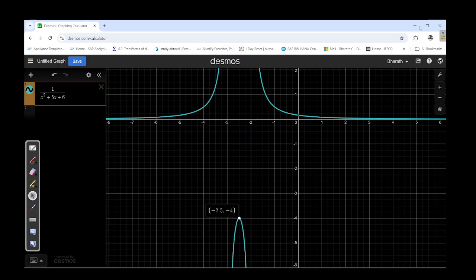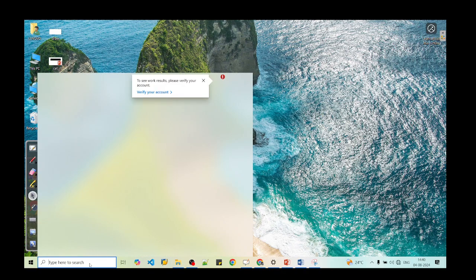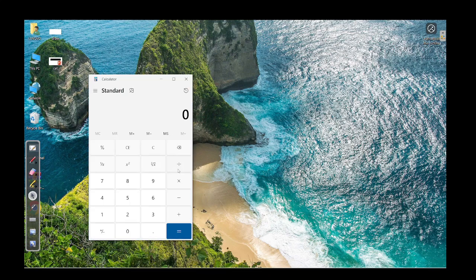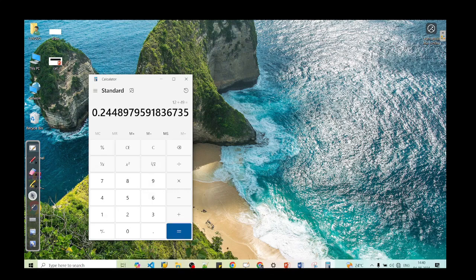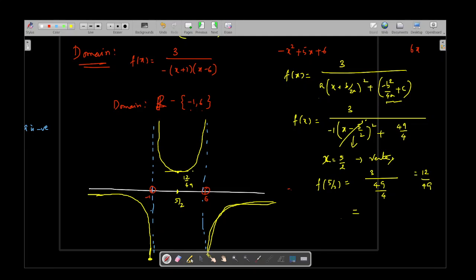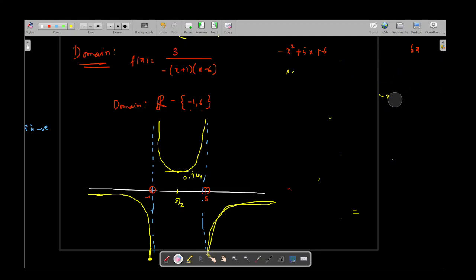So what is 12 by 49? Let us calculate and see. 12 over 49 is 0.244. So let us write the range for this. So the range of this function is, in the negative y-axis, minus infinity to 0. 0 is not included because it is approaching 0, never reaching 0, and union 0.244 to infinity.